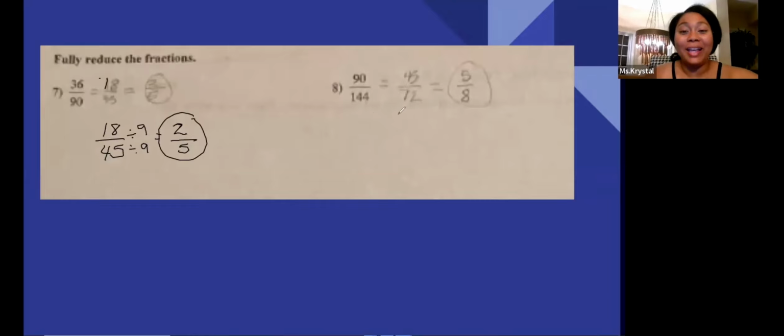But okay, so remember, I want you to always pick out those even numbers. 90 is an even number, and so is 144. So we're going to divide both the top and the bottom by 2. We are now left with 45 on the top, and as you have it right there, 72 on the bottom. Now, there's no even number that goes into 5. There's not a 2 or a 4 that goes into 5.